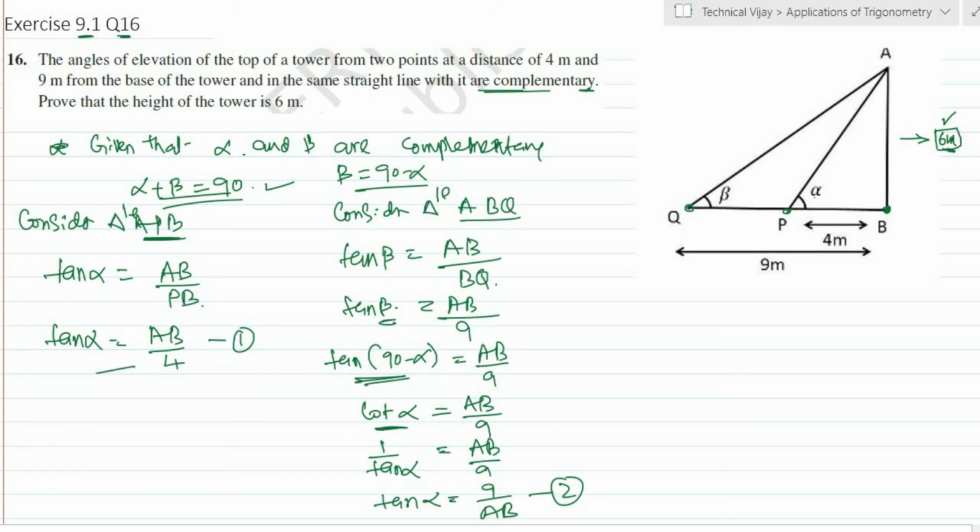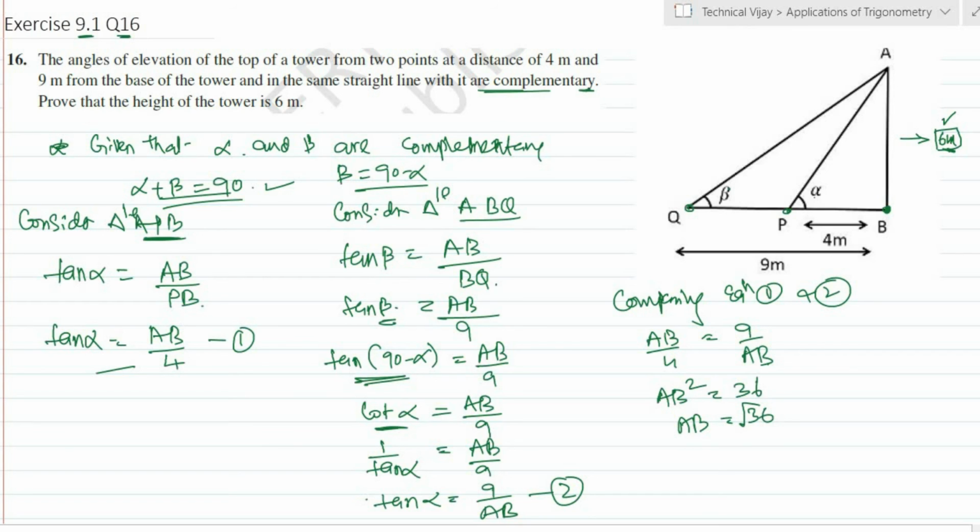Compare equation 1 and equation 2. Tan alpha is equal to AB by 4, and tan alpha is equal to 9 by AB. That is, AB by 4 is equal to 9 divided by AB. Cross multiplying, AB square is equal to 9 into 4, which is 36. So AB is equal to square root of 36, which is equal to 6. So AB is equal to 6 meters. Hence we have proved that the height of the tower is 6 meters. Okay. Thank you.